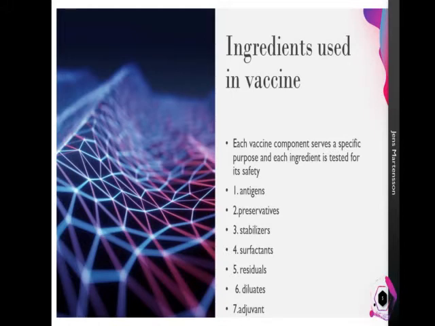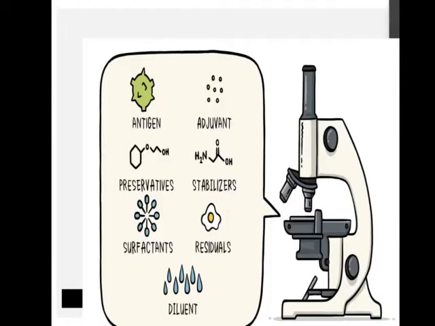Now, what are the ingredients used in a vaccine? Each vaccine contains several ingredients which serve a specific purpose, and each ingredient undergoes many various tests for its safety. The first is antigens. As we have discussed earlier, it is the active component which generates an immune response. The next is preservatives. Preservatives prevent the vaccine from becoming contaminated once the vial is open. What is a vial? Vial is a small glass bottle that we use to store vaccines. Now, the commonly used preservative is 2-phenoxyethanol.